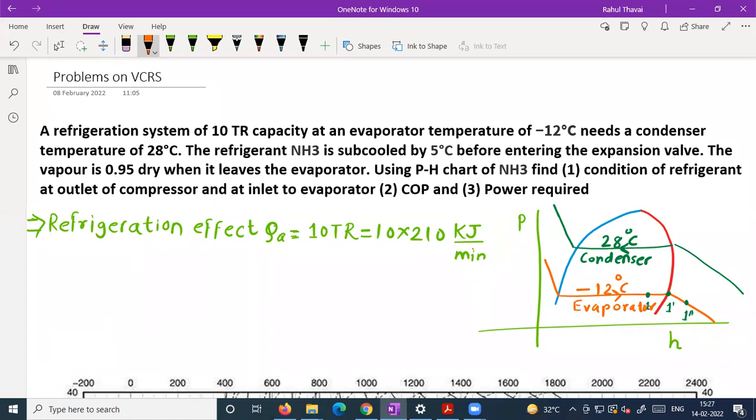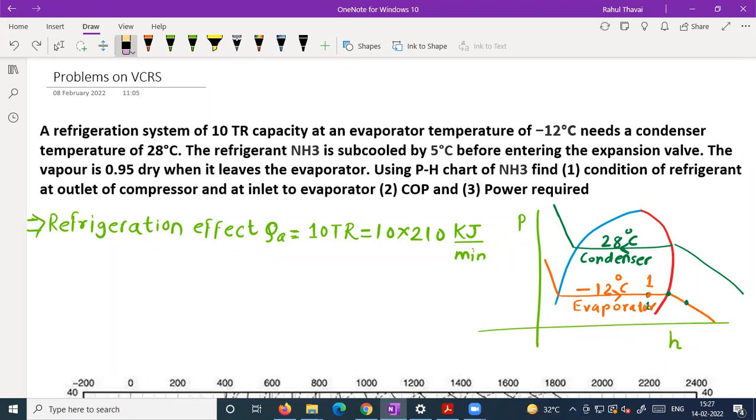So that means, see this point. I will start with point number 1. The exit of the evaporator is nothing but the inlet to the compressor. Try to understand. Whatever the state we have at the exit of the evaporator, the same we have at the inlet to the compressor. That is the reason why I have taken point number 1 here.